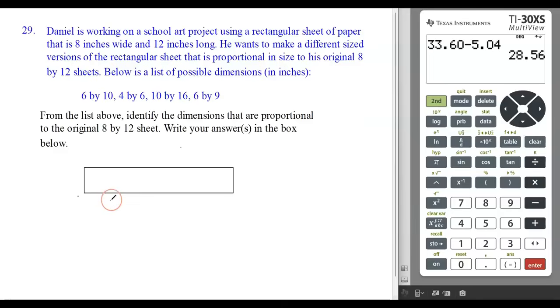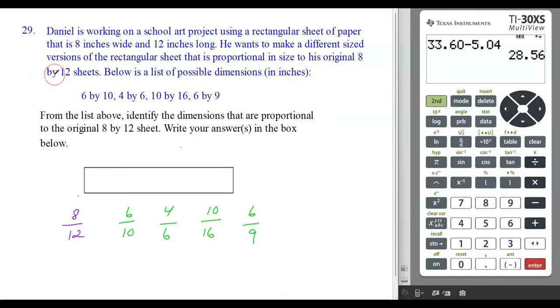There's a lot here going on, a lot of wording, but basically this is what they're asking. He has an 8 by 12 sheet. And he wants to either increase the size of that sheet or decrease it so it's proportional to this. And the list of numbers we have are from here: 6 by 10, 4 by 6, 10 by 16, 6 by 9.